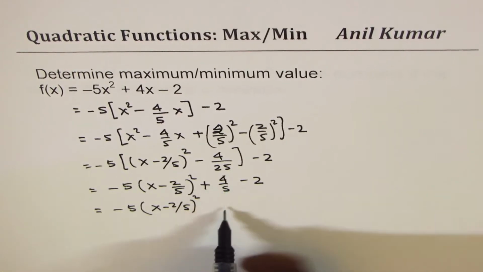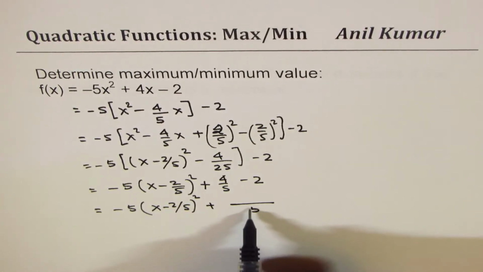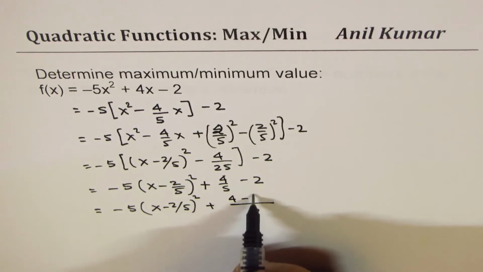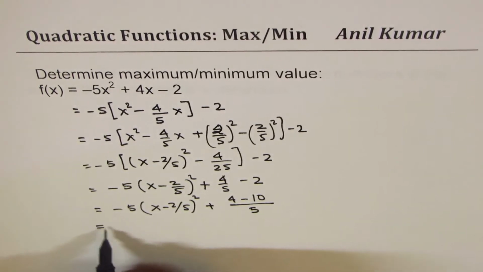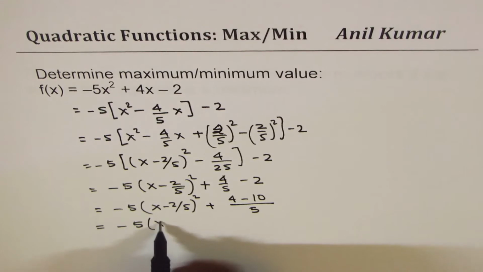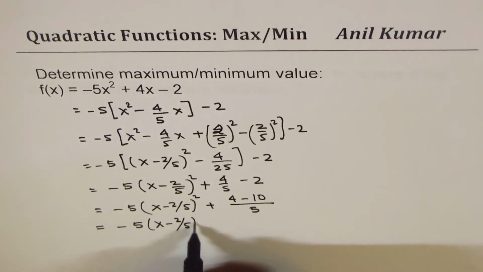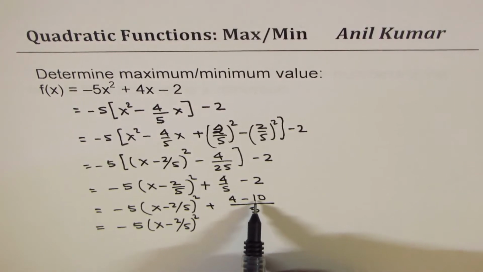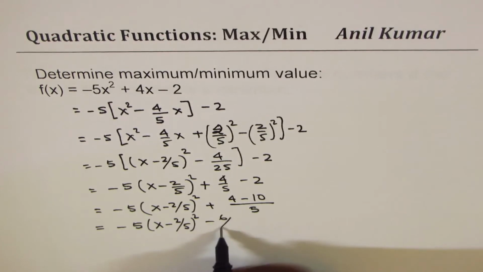So now you can take a common denominator of 5: 4 minus 5 times 2 is 10. That gives you minus 5 times x minus 2 over 5 whole square. 4 minus 10 is minus 6. We get minus 6 over 5.